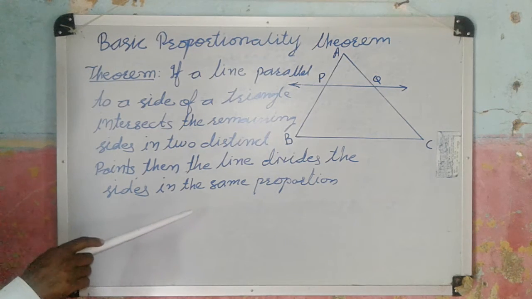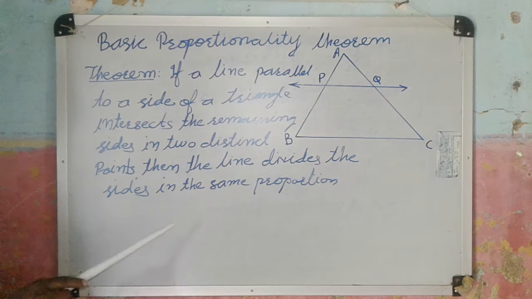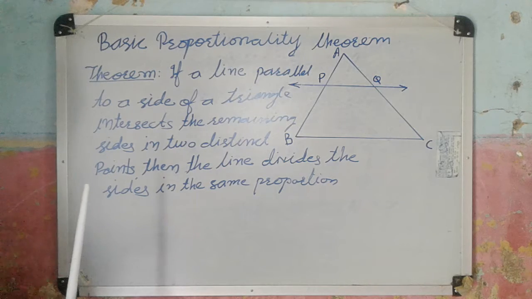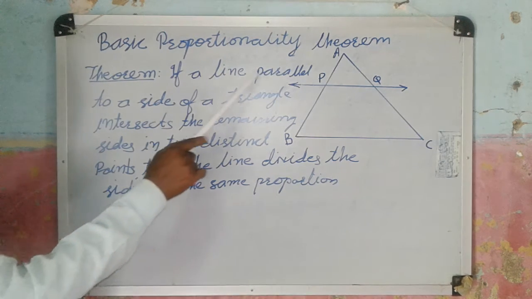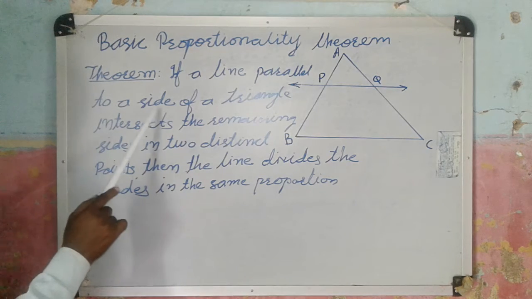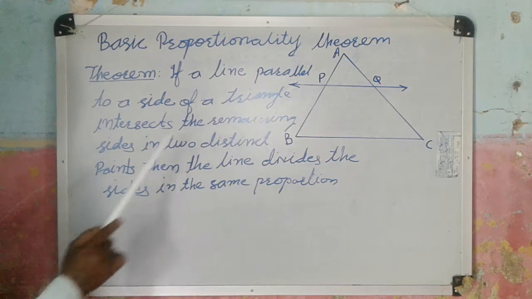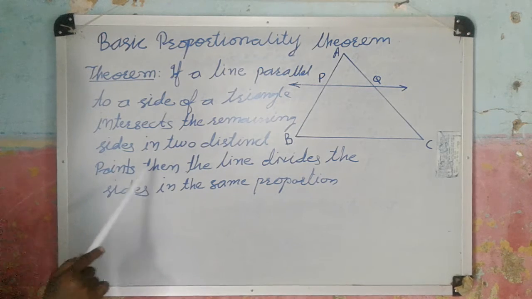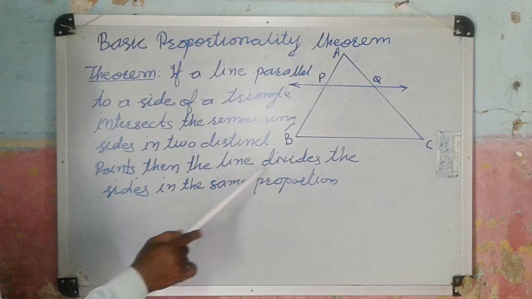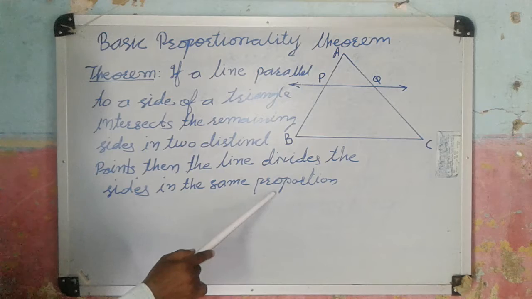And you have to use the properties we have learned, the properties of ratio of areas of two triangles. We have to use those properties. Now the statement of the theorem: if a line parallel to a side of a triangle intersects the remaining sides in two distinct points, then the line divides the sides in the same proportion.